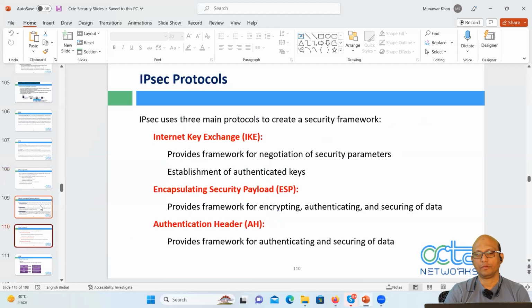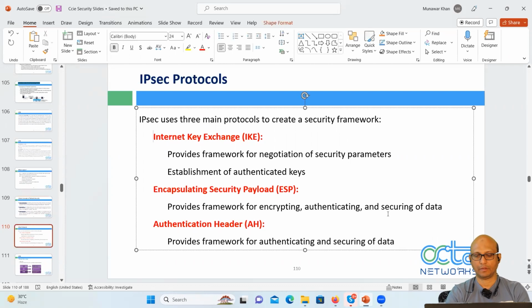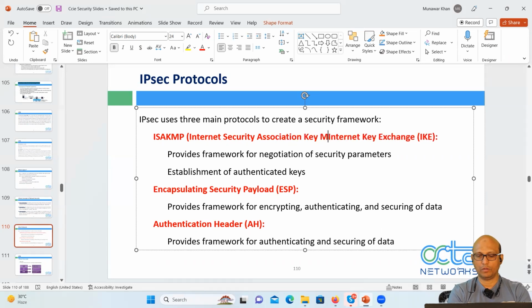So here, I told you IPsec is one of the robust protocols, and it is a framework of three sub protocols. One is IKE, Internet Key Exchange. Internet Key Exchange is the synonymous word for ISAKMP. The actual name was ISAKMP. What is the full form? Internet Security Association Key Management Protocol.